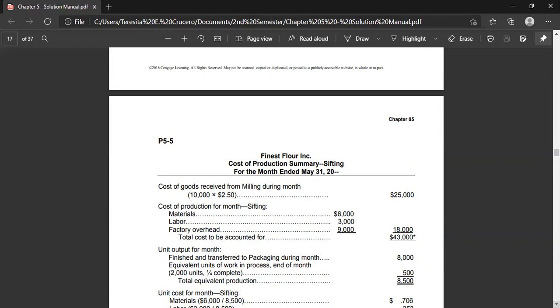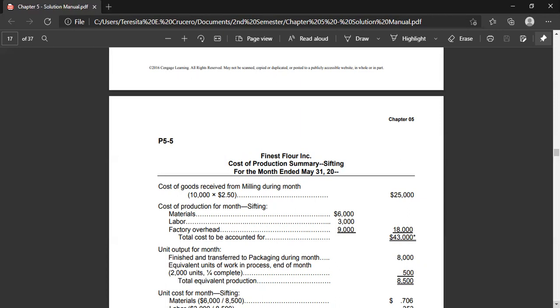Then we have the cost of production for the month in the shifting department. We have materials, labor, and overhead. Total of 18,000. It now becomes 43,000. Then you have the unit output for the month, finished and transferred for the unit cost production report.